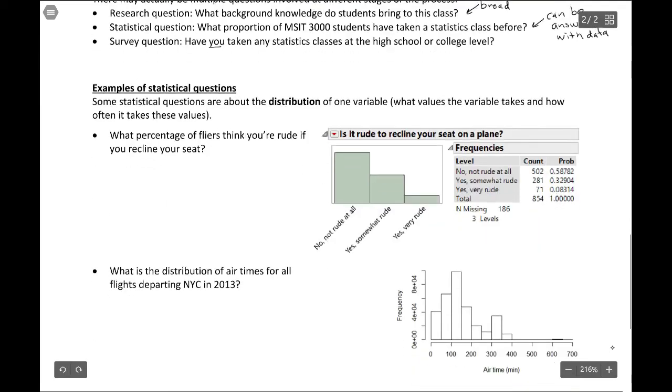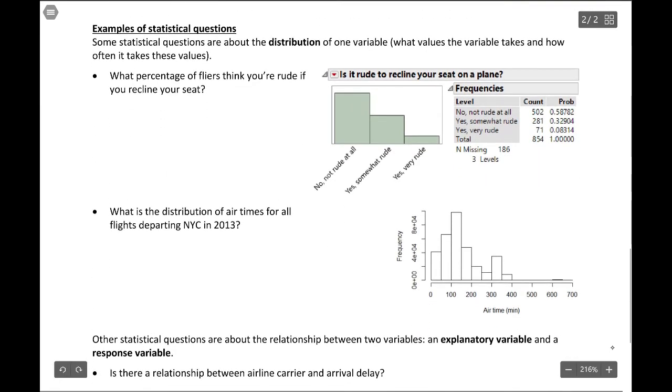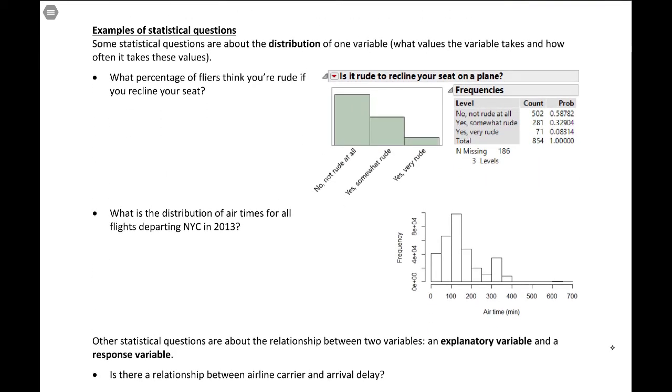So there's a few different types of statistical questions that you might see. Some of them are about the distribution of one variable. The term distribution just means what values the variable takes and how often it takes these values. So let's say that we're asking the question, what percentage of flyers think you're rude if you recline your seat? So this is a distribution of just one variable.